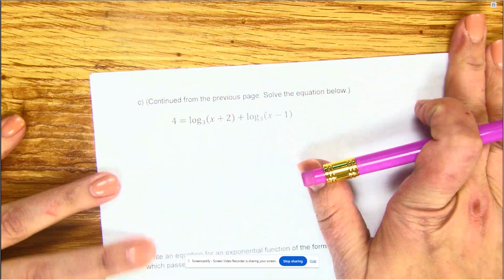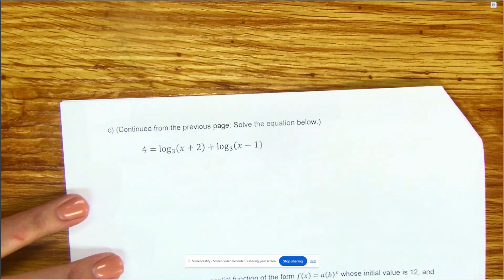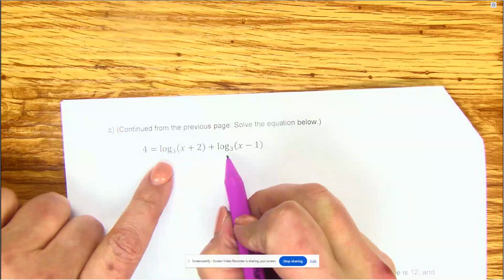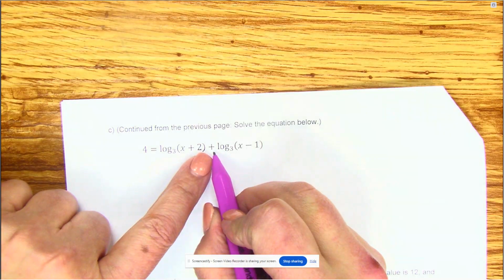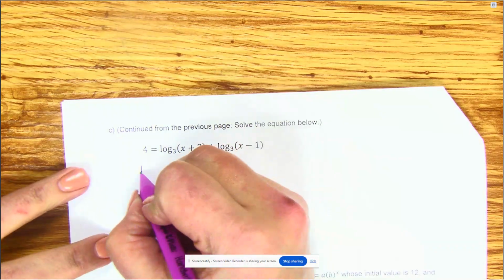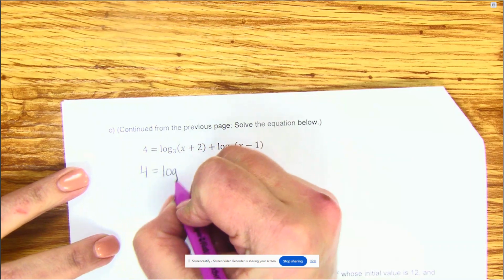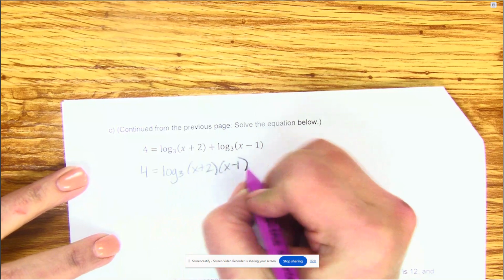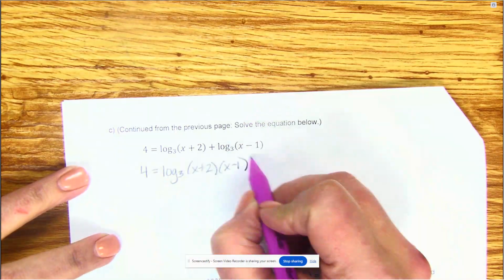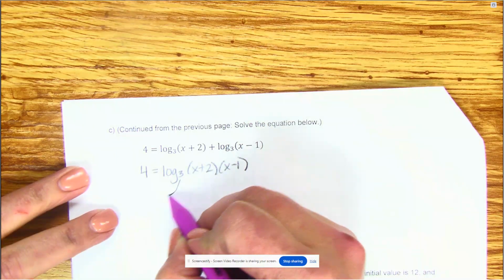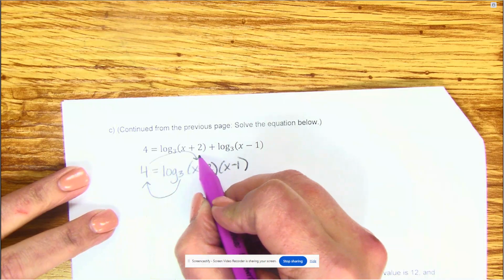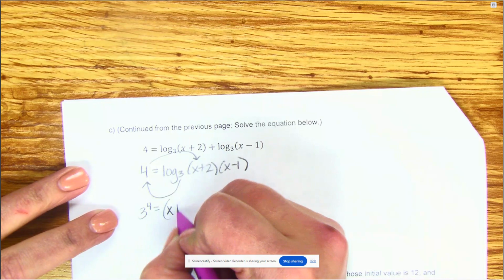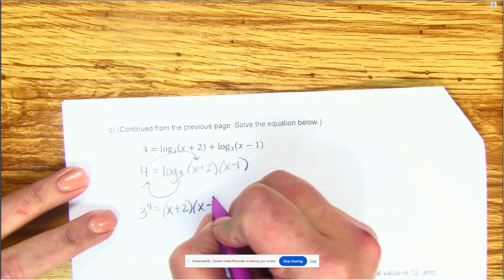All right, again, I see 2 logs in this problem, which means I'm going to have to condense before I can solve. 2 logs with the same base that are being added can be condensed by multiplication. 4 equals log base 3, x plus 2 times x minus 1. Now the log expression is alone, so 3 to the 4th equals all that.